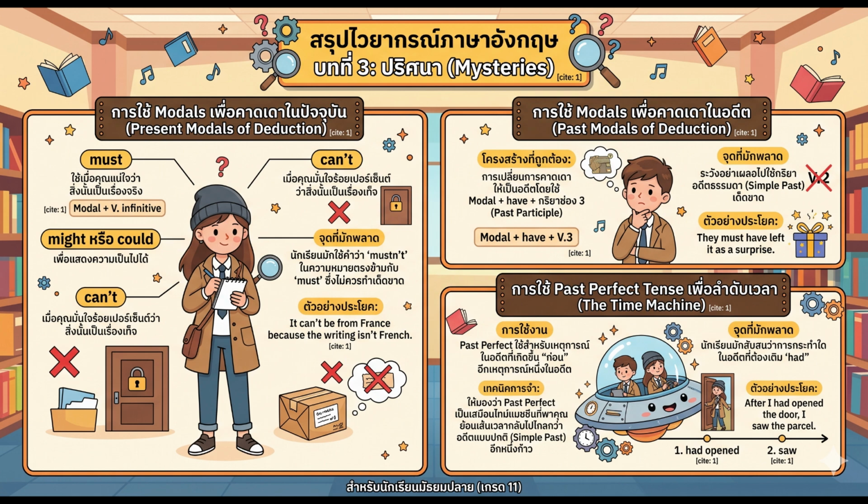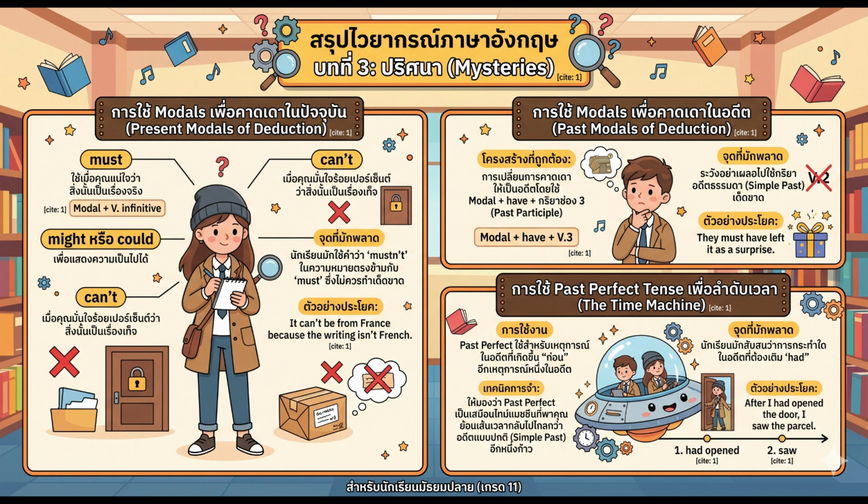Second, we look backward with past modals of deduction. So how do we shift our detective work from what's happening now to what happened yesterday? Well, you transition your guesses into the past by adding have plus a past participle. Watch out for this tricky shift so you don't mistakenly just use a simple past verb. Remember the example, they must have left it as a surprise.